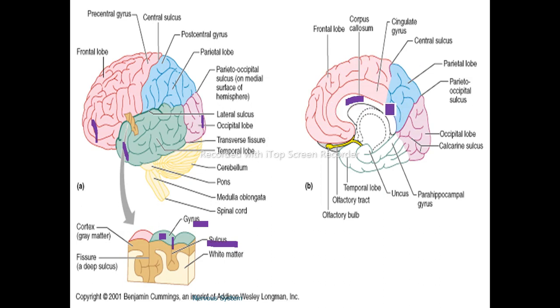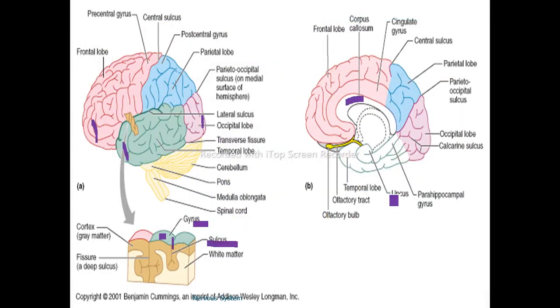This is corpus callosum. This is cingulate gyrus. This is calcarine sulcus. This is parahippocampal gyrus. This is known as uncus. This is temporal lobe. This is olfactory bulb. This is olfactory tract, which is cranial nerve one, found on the ventral side of the cerebrum. It is used for smell.